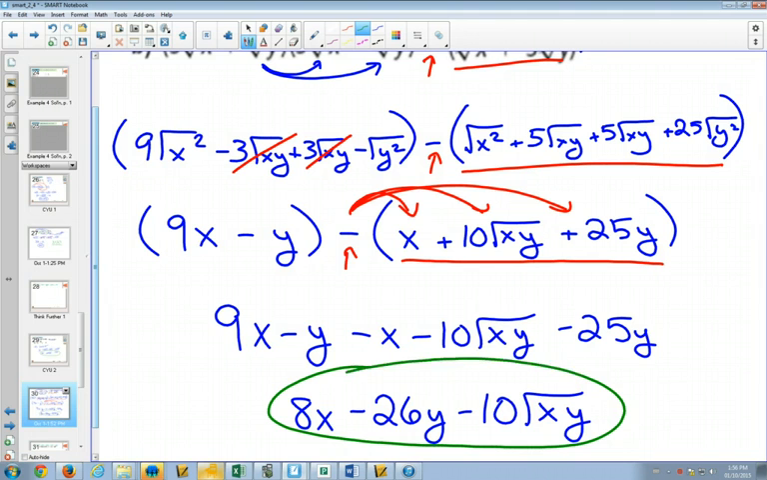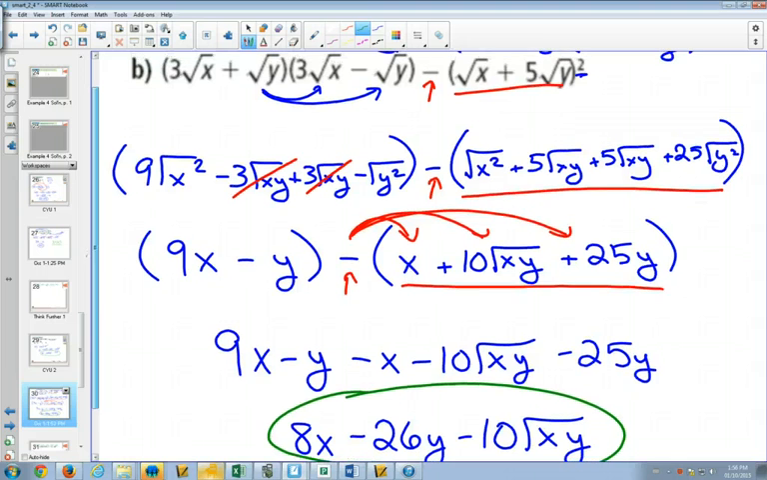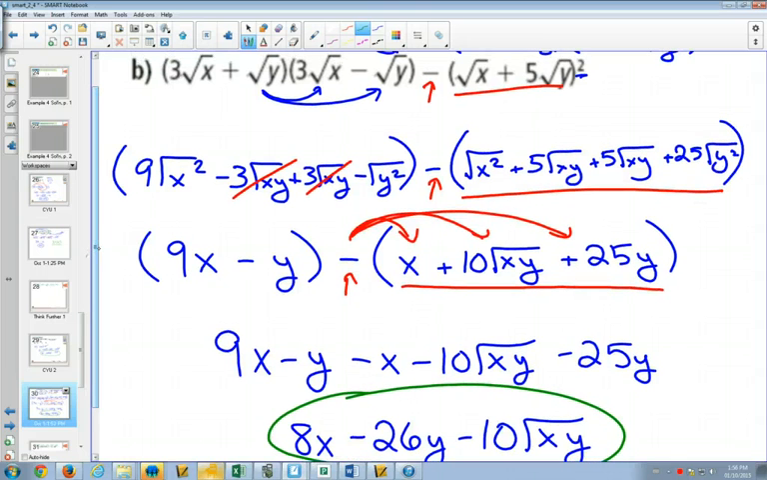As far as where this one was defined, if we go back to our original equation here, you can't take the square root of a negative. Does it make sense that x has to be bigger than or equal to 0, and that y has to be bigger than or equal to 0? Otherwise, you would be taking a square root of a negative. And any time that you define them as positive to begin with means that you never have to worry about that absolute value sign when you simplify.